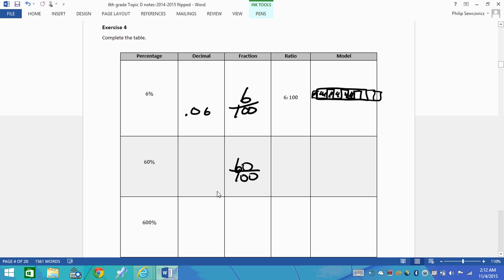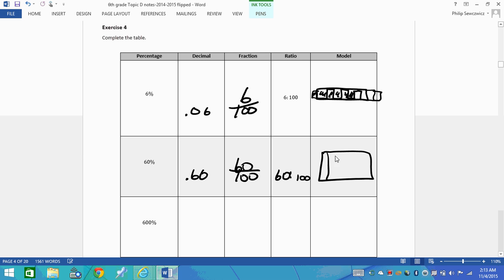Yeah, 100. So there you go. And then 60 hundredths. So it's a decimal point, and then it's a 60. So there's your 60 hundredths. Your ratio is like what it says. It's compare the number 60 to the number 100. So 60 to 100. Model-wise, what we could do is draw it all.